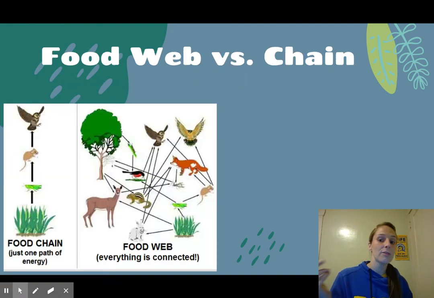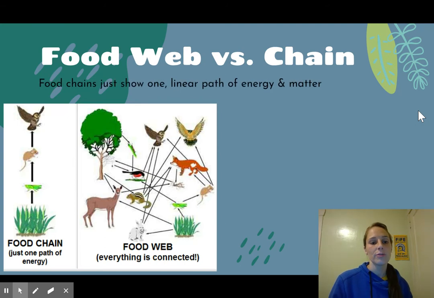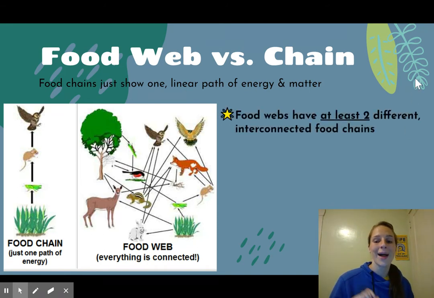Now, you may have heard of food chains before, and they are sort of related to food webs. They're just different things that they depict. So a food chain is going to show one linear path of energy and matter. So on the left hand here, it's going to go from grass to grasshopper to mouse up to the owl. And then a food web is going to show at least two different interconnected food chains. Now, this example shows you much more than two of them. We have 4 or 5 or 6. We have quite a few different ones here.